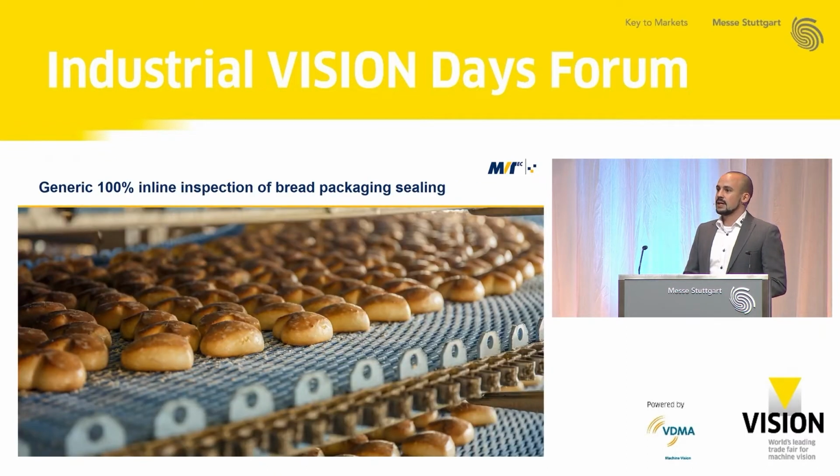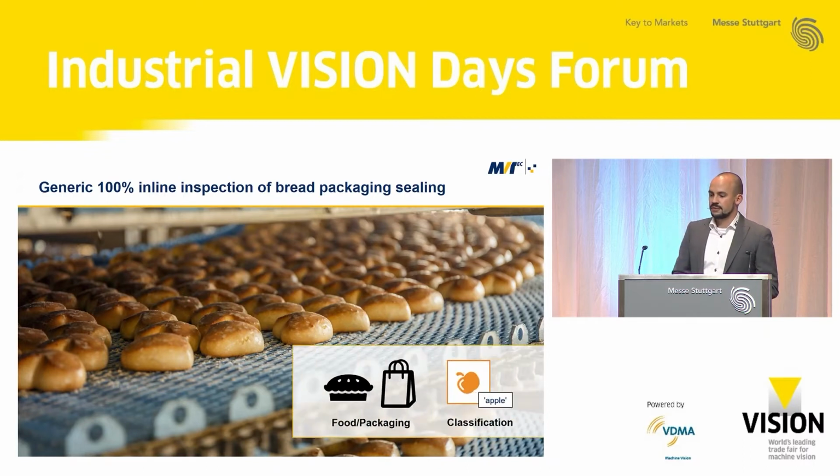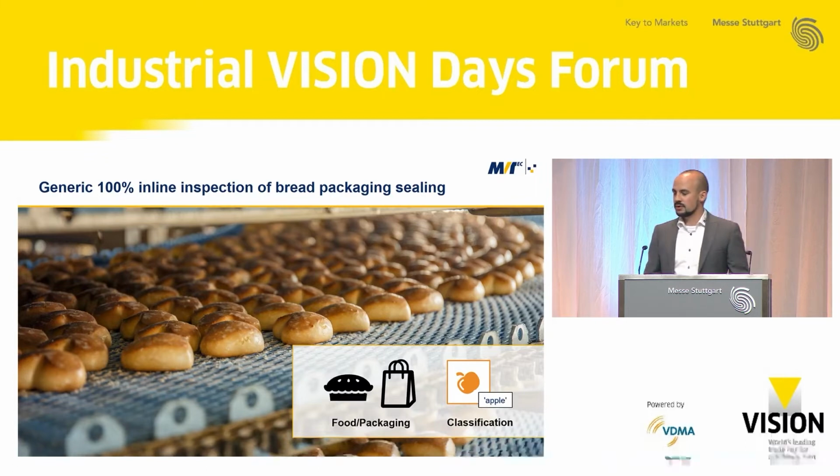So the first example I brought with me today is from the food and packaging industry, and it uses the deep learning technology image classification, which basically classifies the content of one image. The task here is to have an inline inspection system of bread package sealing. How does something like this look like?